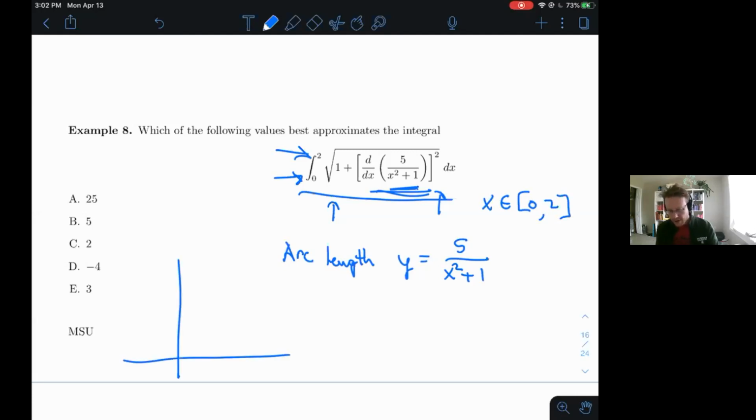If I plug in 0, and I just want to know roughly where it is, if I plugged in 0 for x, we'd get out a height of y equals 5. 1, 2, 3, 4, 5. So we're up here at height 5 when I plug in x equals 0. If I plug in x equals 2, I'm just looking at the endpoints, because we're approximating arc length here.